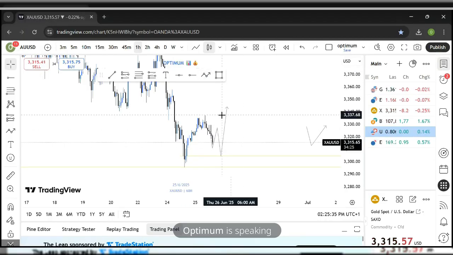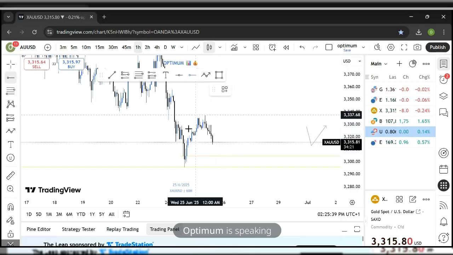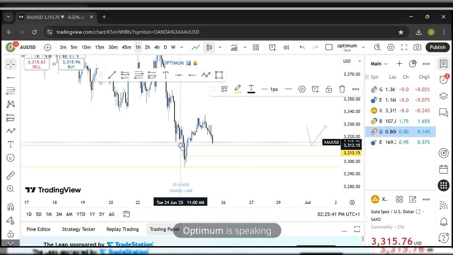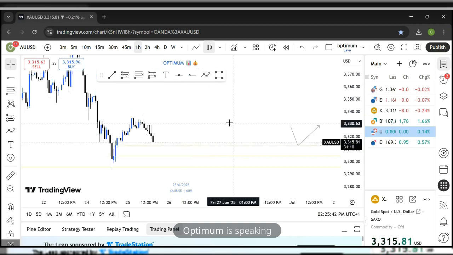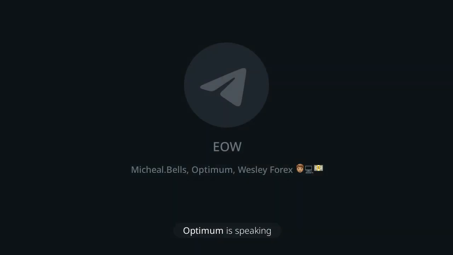Now, the main reason why I feel the engineered liquidity will come from there is because I can see this open and close right here. With the open and close, there is a retracement, which we saw here, but let's go to 30 minutes and see it better.